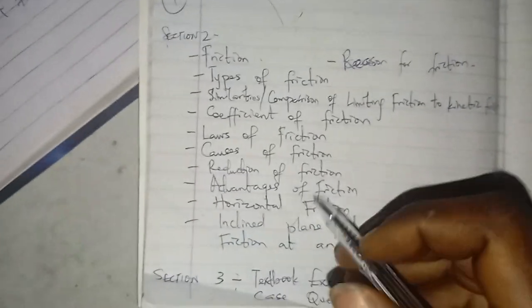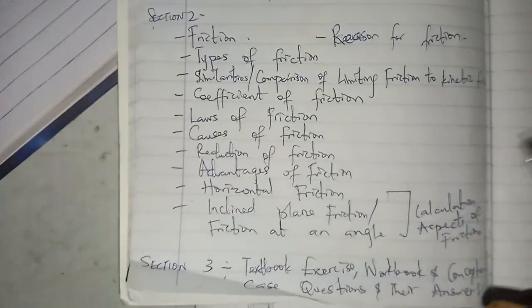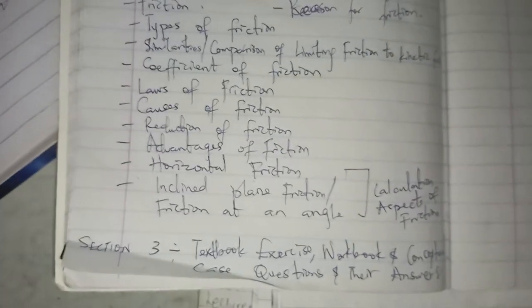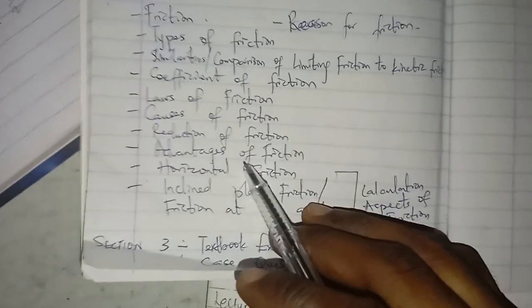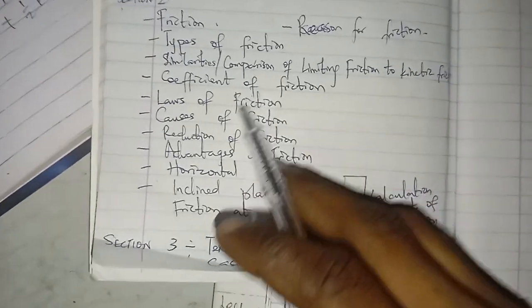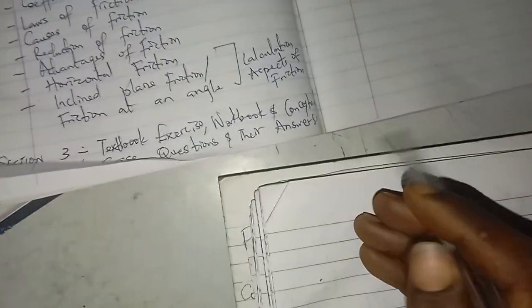So if I know this, we move to the next one. How I've sectioned it: what I did was to draft out all the topics from my own observation, experience, and reading. So now let's treat advantage. Okay, this is laws of friction. So causes of friction, I've already said it: the roughness of the surface makes friction occur. So let's go to the next one, reduction of friction.